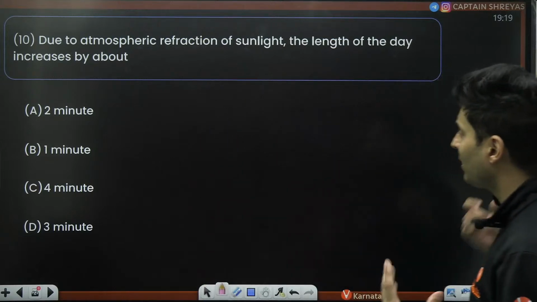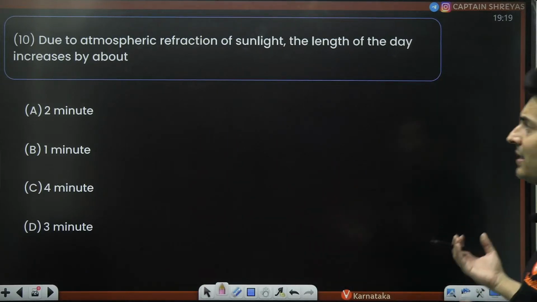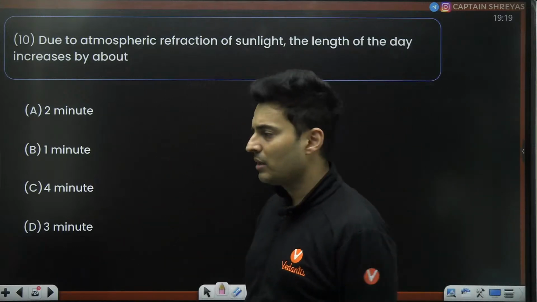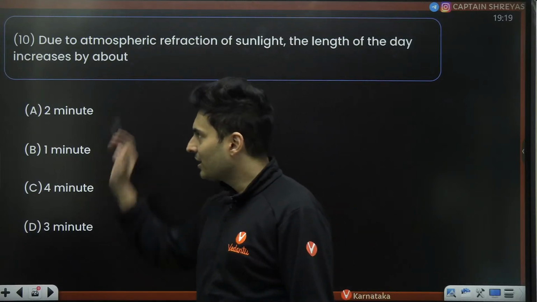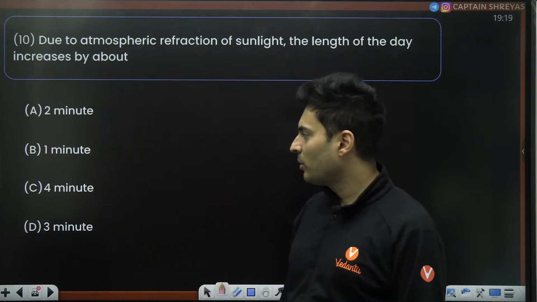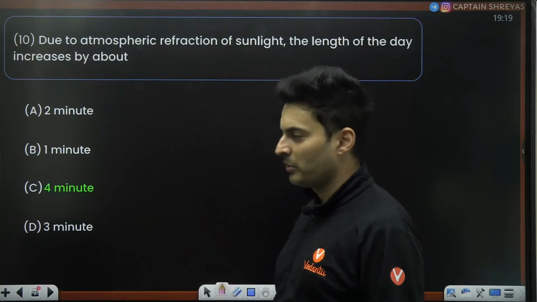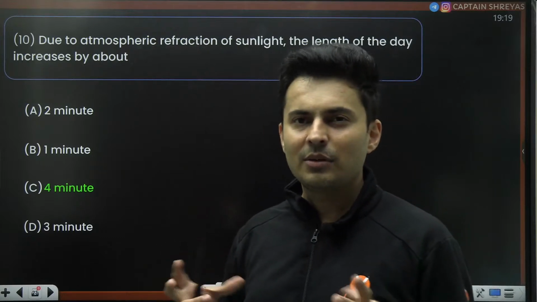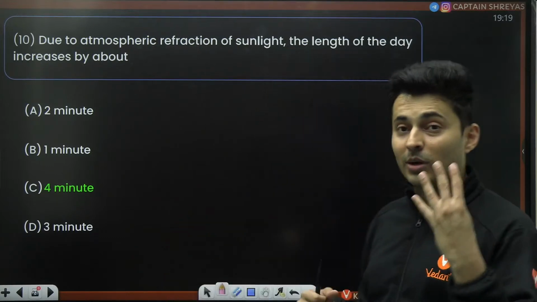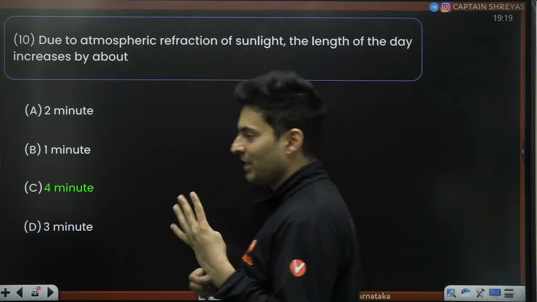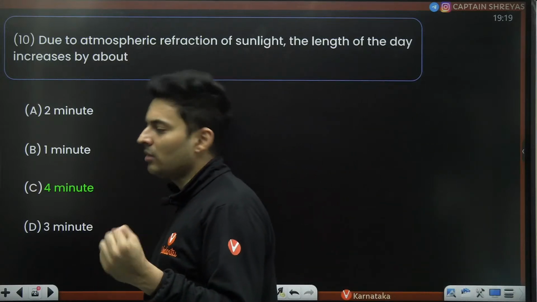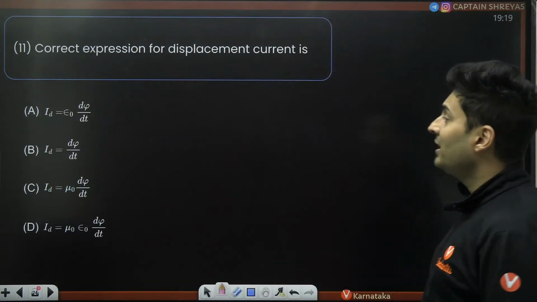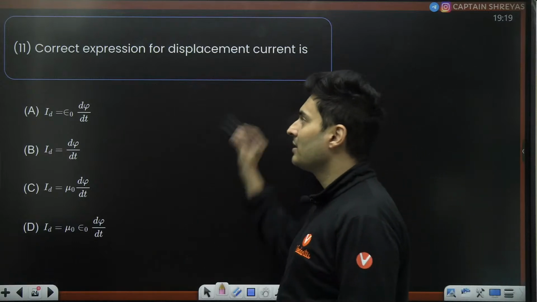Due to atmospheric refraction, the length of the day increases by about, this is there in your NCERT. So this is a direct theoretical question. Either you know it or you don't. Take a guess. Is it 2 minutes, 1 minute, 4 minutes, 3 minutes? It changes by around 4 minutes. Due to the refraction, the length of the day is affected by roughly around 4 minutes. That's a lot. Just imagine, 4 minutes is not small enough to be ignored, and not so big that it affects us so much.